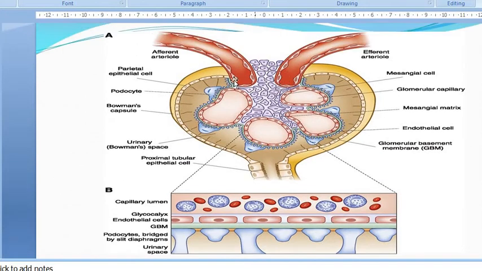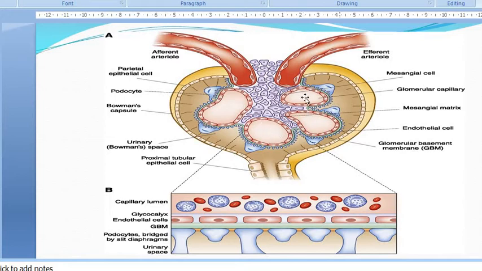I'll show you the podocytes and the layers of Bowman's capsule. The outer layer here is called the parietal cell layer. The inner layer is the visceral layer, which contains squamous cuboidal epithelial cells, which contain the specialized cells called podocytes. You can see here the podocyte.